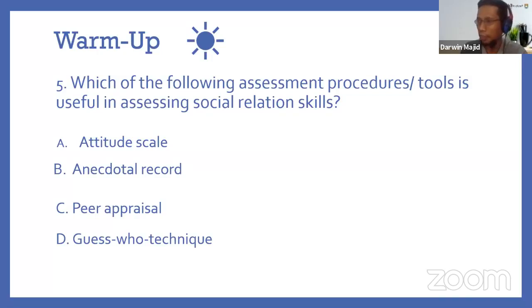Which of the following assessment procedures or tools is useful in assessing social relation skills? Letter A, attitude scale. Letter B, anecdotal record. Letter C, peer appraisal. Letter D, guess who technique. And again, this is assessment procedure pa rin po. Assessment procedure or tools. The condition is for social relation skills. Okay? Social relation skills.